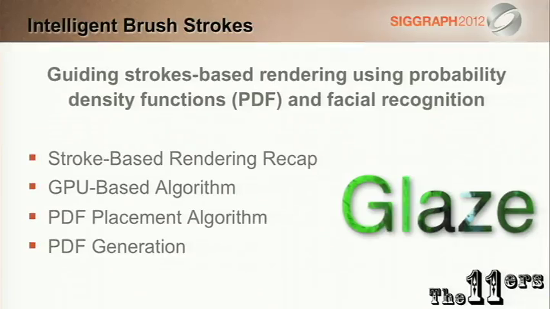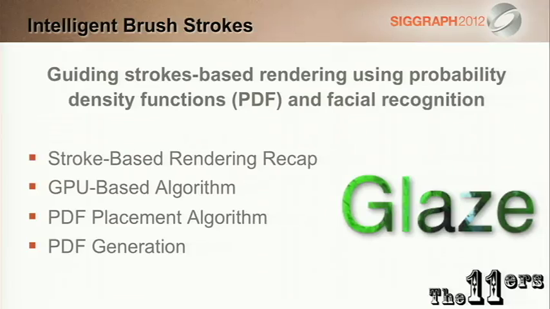So here's the sort of meat of the talk. I'll be talking about guiding our stroke-based rendering algorithm using a probability density function to do non-uniform placement of the brush strokes. And we'll guide that PDF using facial recognition, which really helps us preserve some of those facial details. I'll start with just a really brief recap of stroke-based rendering algorithms in general and where our algorithm comes from.